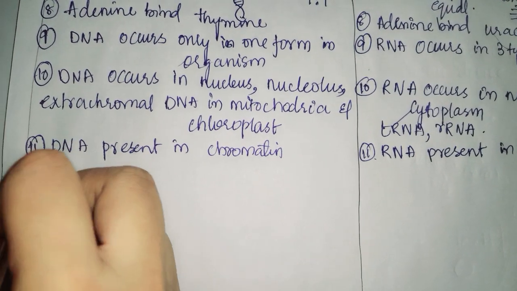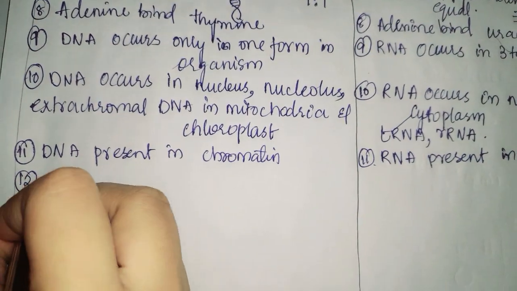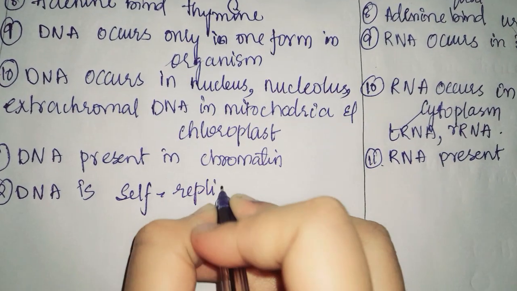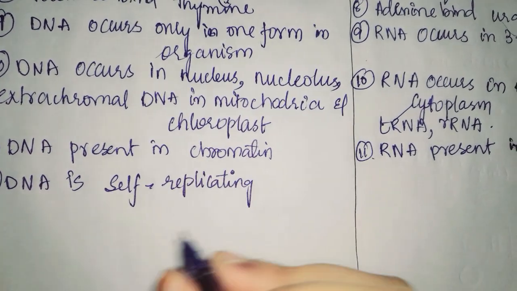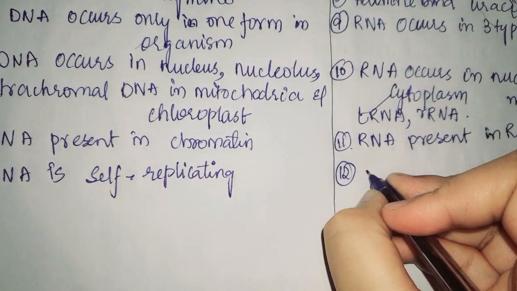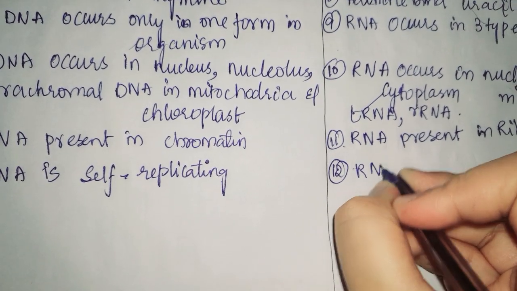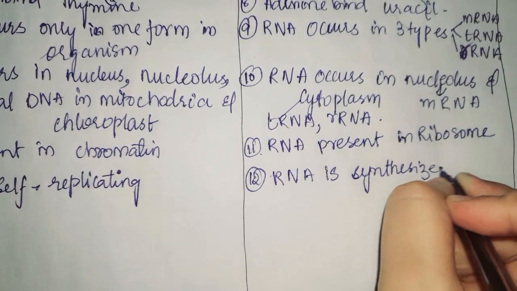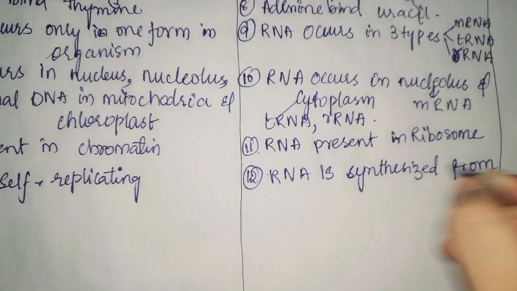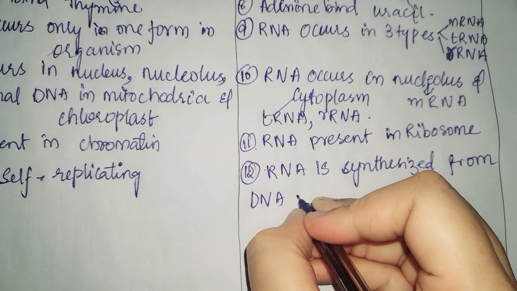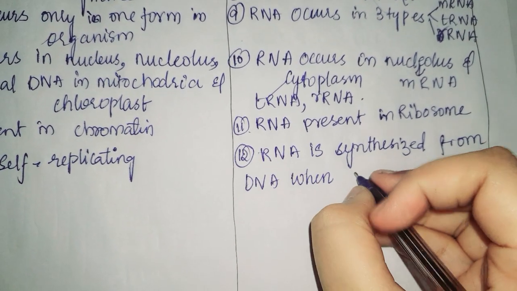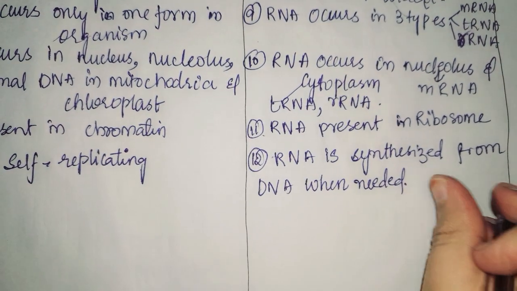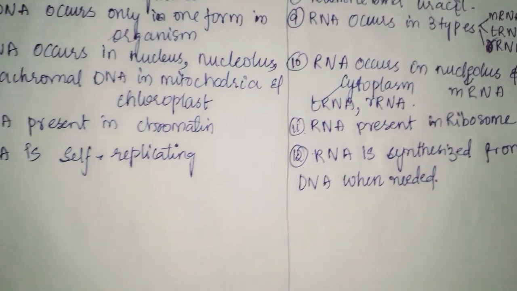Now let's see another difference, that is, DNA is self-replicating. Now we'll understand the concept behind self-replicating, how it is called self-replicating. While RNA is synthesized from DNA when needed. Okay, when needed, it's synthesized from DNA. So we'll understand the concept behind this self-replicating.